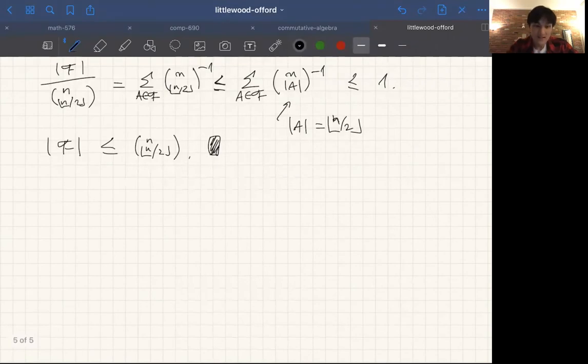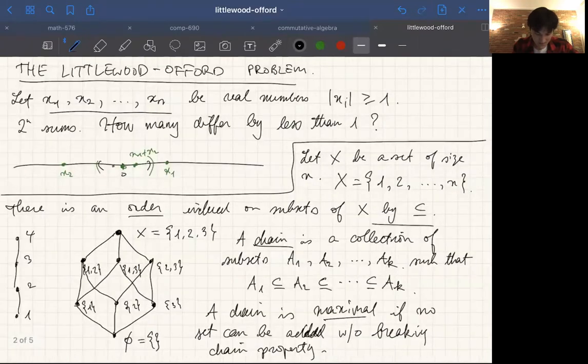And well, in particular, it's useful to our Littlewood-Offord problem. So let's come back to this. We have x1 through xn, and they're real numbers with absolute value greater than or equal to 1. There's 2 to the nth sums, and how many differ by less than 1? Right? We're not even in the same ballpark.